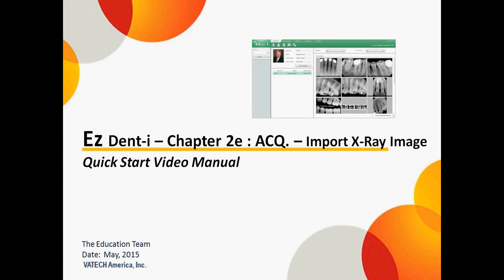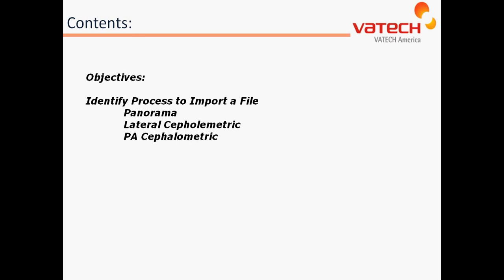Welcome to Vatech's EZDent-i Quick Start Video Manual. Chapter 2E, Acquisition of an Import X-ray Image from a Third-Party Source. The objective will be to identify the process to import a file, either a panorama, lateral ceph, or PA ceph.